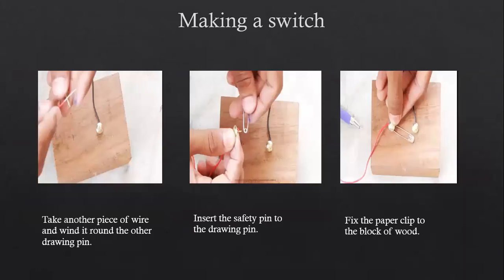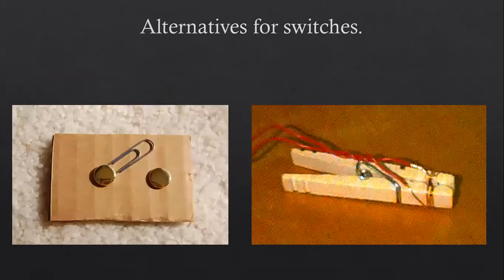Then you take the other drawing pin and do the same for that. You take another piece of wire and wind it around the drawing pin. And before you fix it to the wooden block, this time you have to insert the paper clip or the safety pin. Then after you do that, you can fix it to the wooden block. Now we are done with the switch.